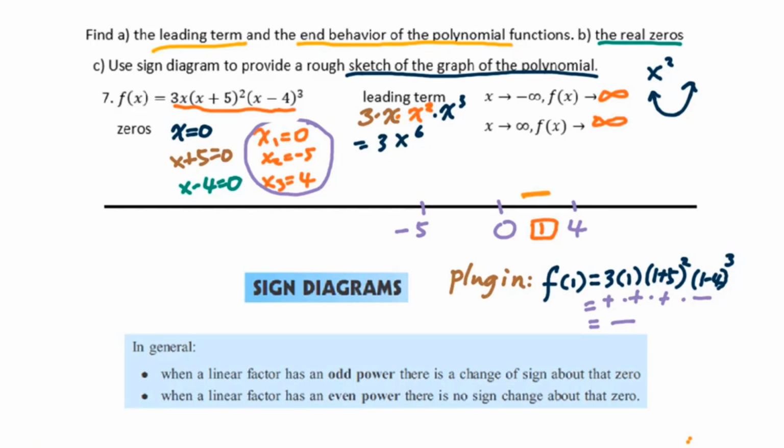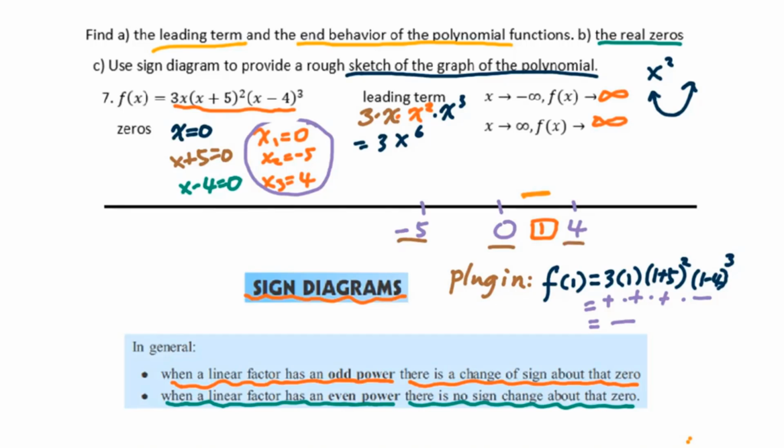Then how do we label the sign for neighbor intervals? Here's the rule for sign diagrams. When a linear factor has an odd power, there is a change of sign above that 0. When a linear factor has an even power, there is no sign change about that 0. We know -5, 0, and 4 are all zeros. For each 0, go back to check the factor.